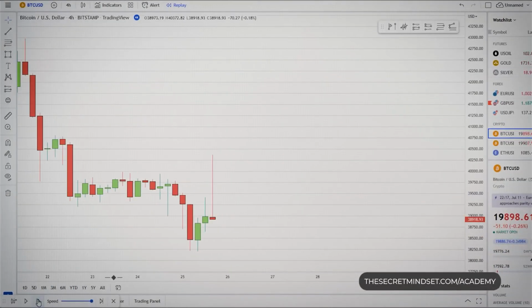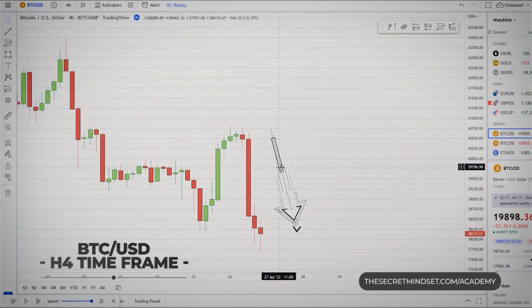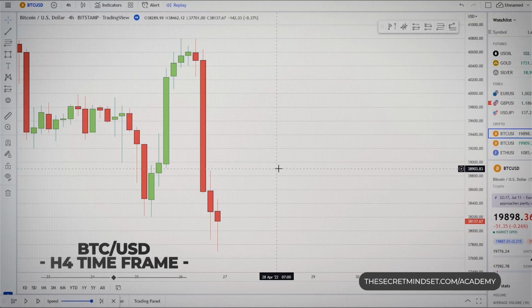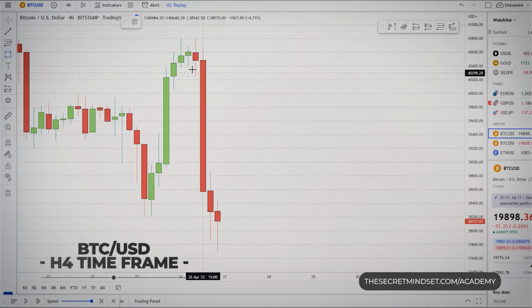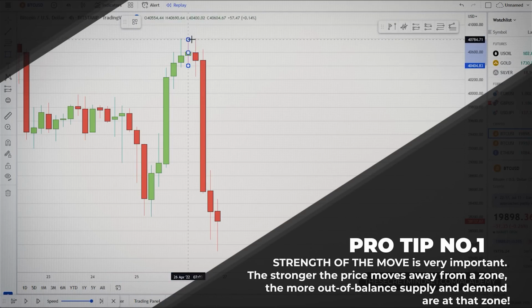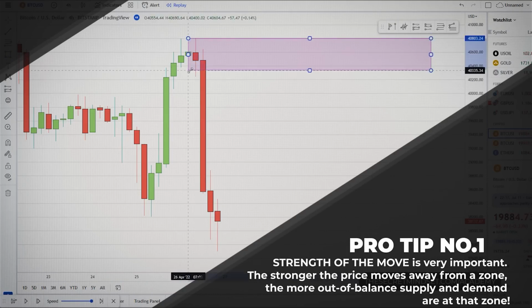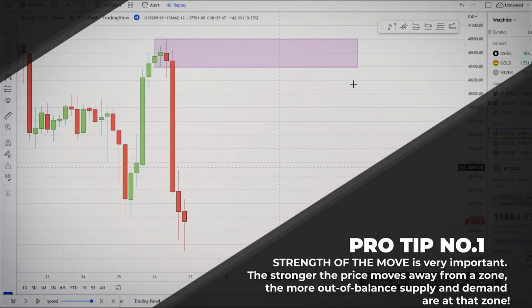We move to Bitcoin on the 4-hour time frame. I see this potential supply zone after this aggressive down move. The strength of the move is very important. The stronger the price moves away from a zone, the more out of balance supply and demand are at that zone. It means a heavy order is placed by smart money.